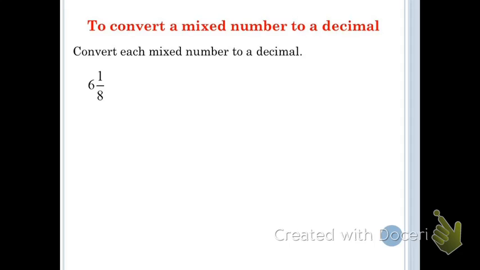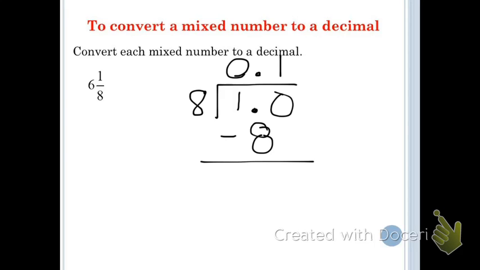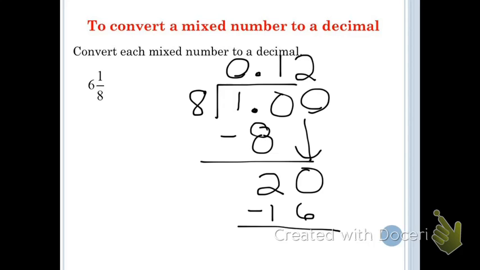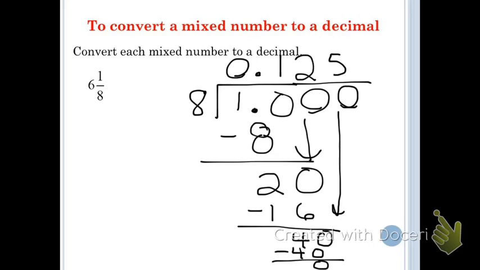6 1/8. 6 will be the whole part of our decimal number. 1 divided by 8. 8 won't go into 1. Add your decimal. Add a 0. 8 goes into 10 once. 1 times 8 is 8. 10 take away 8 is 2. Add another 0. 8 goes into 20 twice. 2 times 8 is 16. 20 minus 16 is 4. Add one more 0. 8 goes into 40 5 times. 5 times 8 is 40. 40 take away 40 is 0. So our decimal is terminated. So our answer is 6.125.